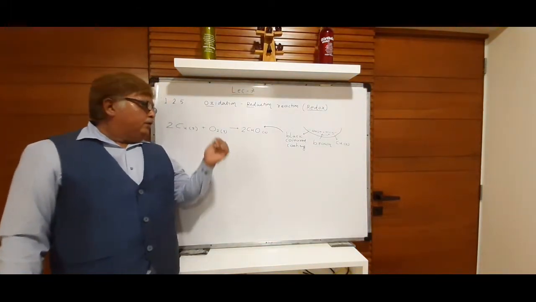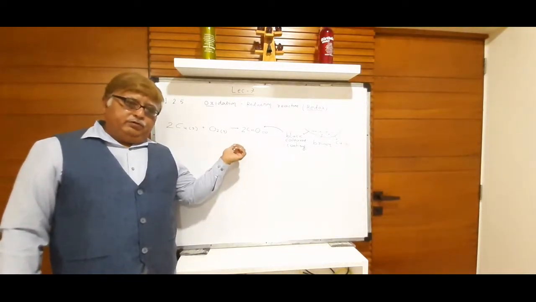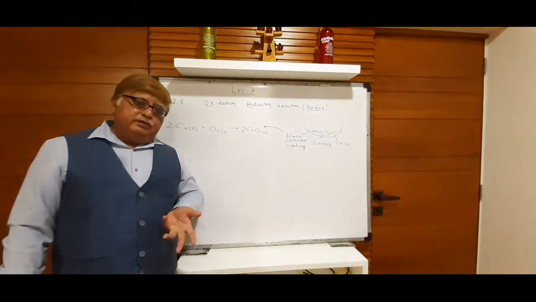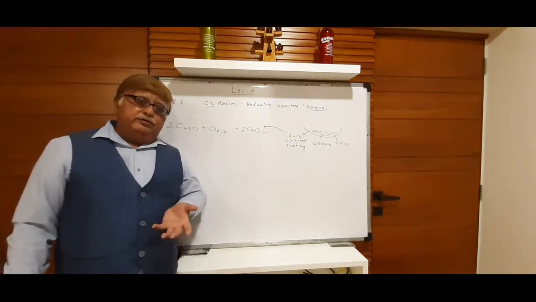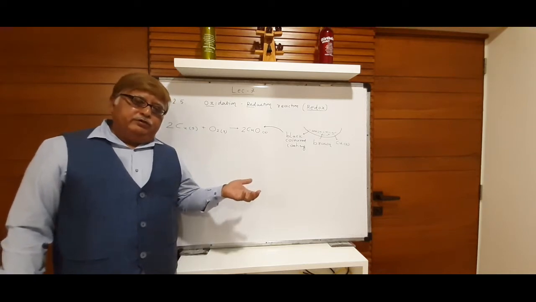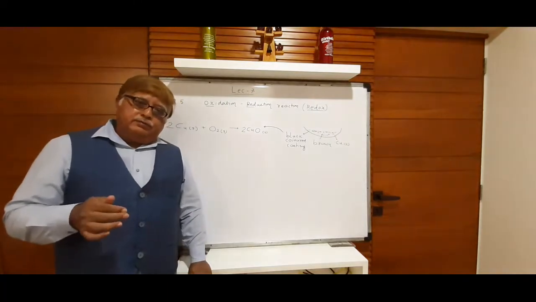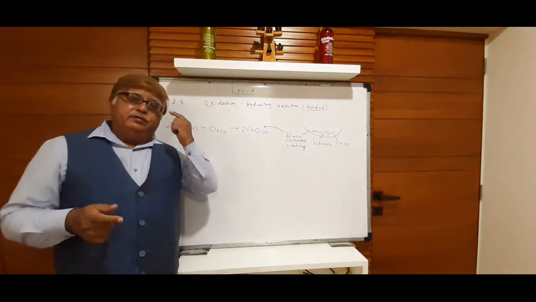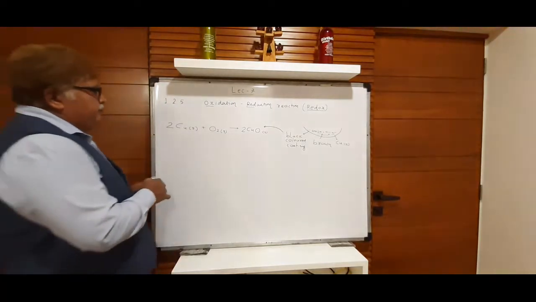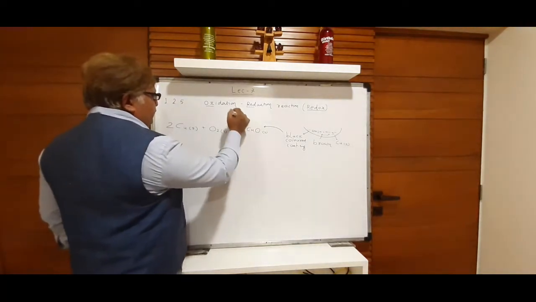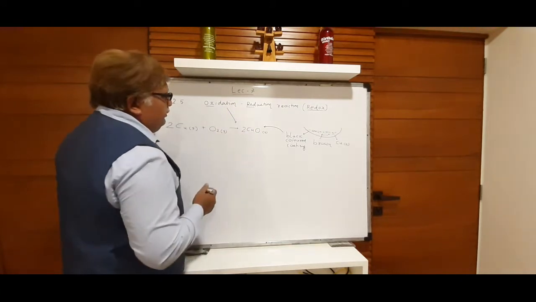Understood? Copper plus oxygen, copper oxide. Hydrogen plus oxygen, water, oxidation reaction. Magnesium plus oxygen, magnesium oxide, oxidation reaction. Carbon plus oxygen, carbon dioxide, oxidation reaction. Whenever oxygen is added to any substance, that is called oxidation reaction. So this is obviously an explanation of oxidation reaction.